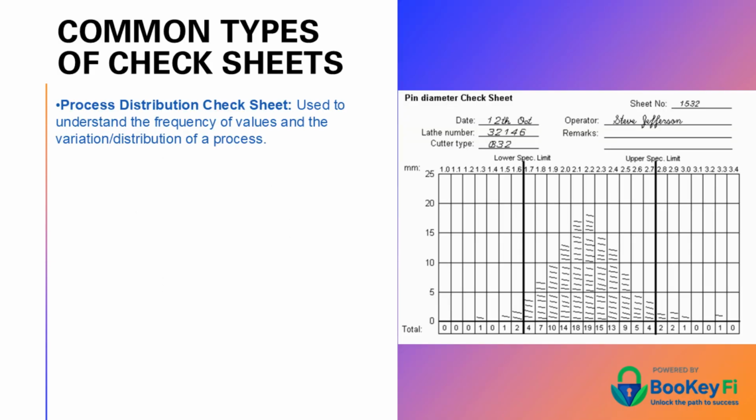Types of check sheets and their applications. Process distribution check sheet. Used to understand the frequency of values and the variation or distribution of a process. This is particularly useful when measuring physical dimensions or output levels, as it visually shows whether the process is centered or drifting toward its limits.